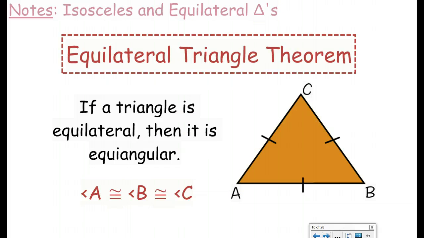Next theorem. Equilateral triangle theorem. Guess what? This says the same thing. If all three sides are equal, then all three angles are equal. So add an arc, add an arc, add an arc. If it's equilateral, then it's equiangular.